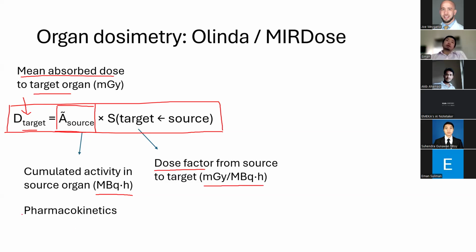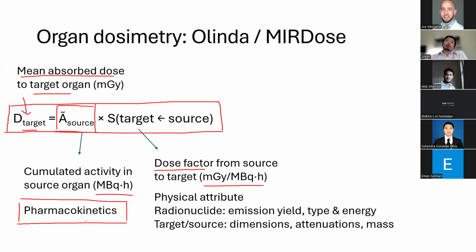So the first term, this is the pharmacokinetics, right? You get this from the biodistribution, basically. How much activity stays in the source organ and for how long. So, once you get that information, you can calculate how many disintegrations happen, right? And then the second part, really, this is a physical attribute.